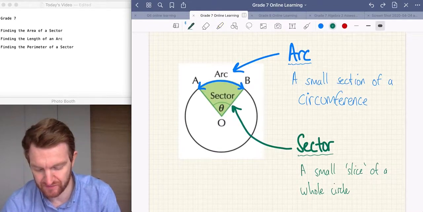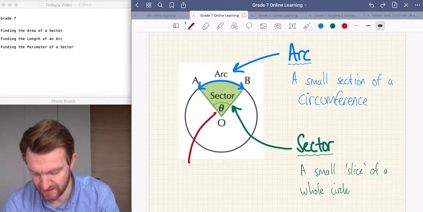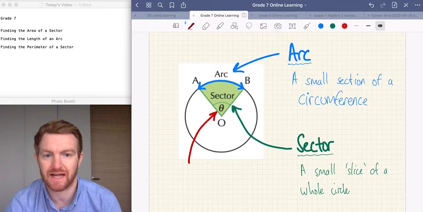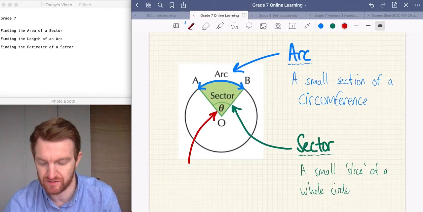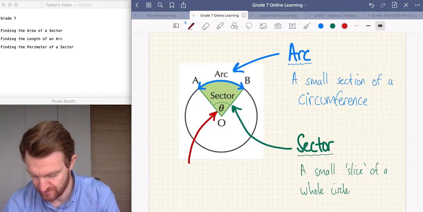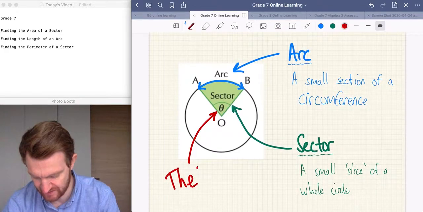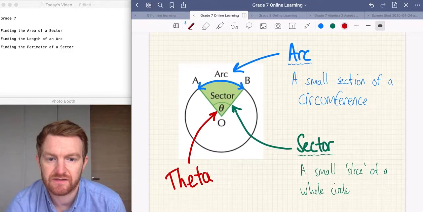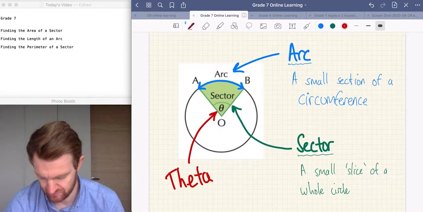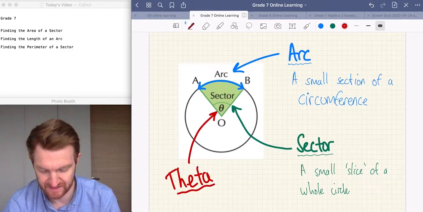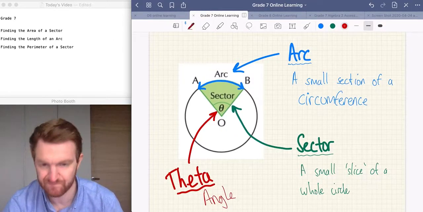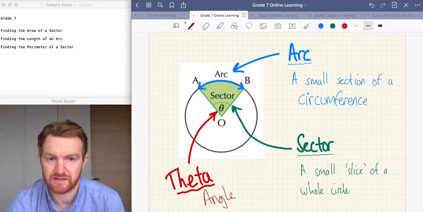The final thing is you'll see a lot of this little symbol here. This symbol represents the angle, and obviously that can change depending on how big you make the slice. We call this theta, or theta, depending on how you pronounce it. It's like a little Greek letter. So this represents an angle. How big is the angle? Is it 10 degrees, 20 degrees, and so on? So theta represents an angle. Bigger the angle, bigger the slice.